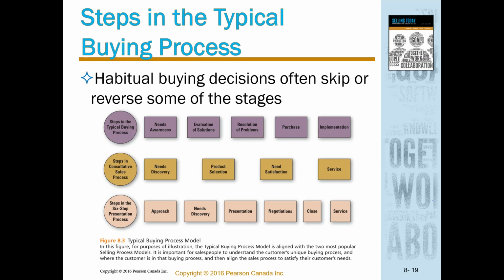So if you look at this, you have different processes: steps in a typical buying process, steps in the consultative sales process, and steps in the 6-step presentation process. You can see what it takes to get to buy a product. So this is all about purchasing a product. If you have any questions on this, please let me know.